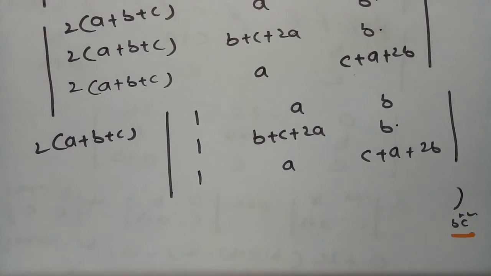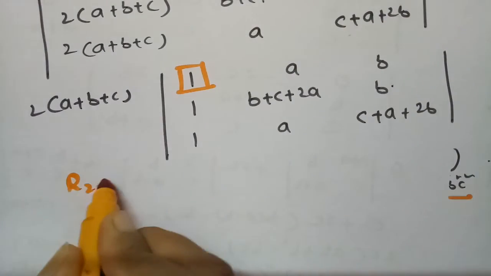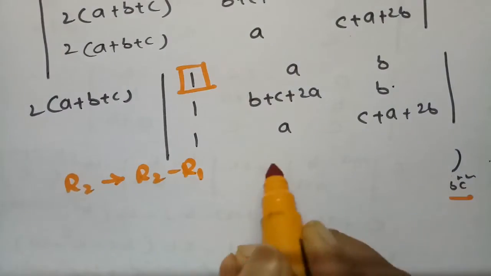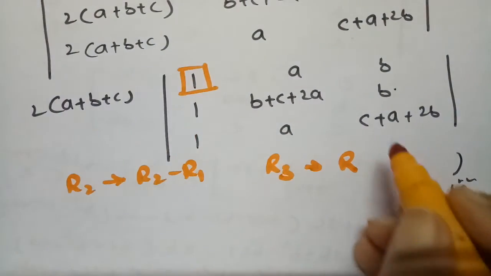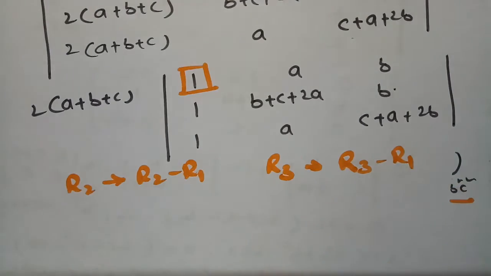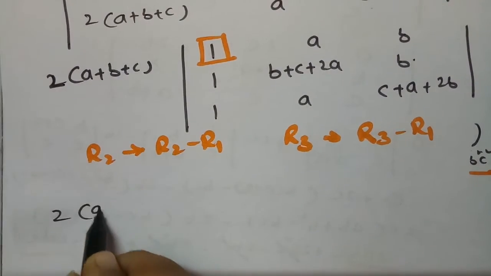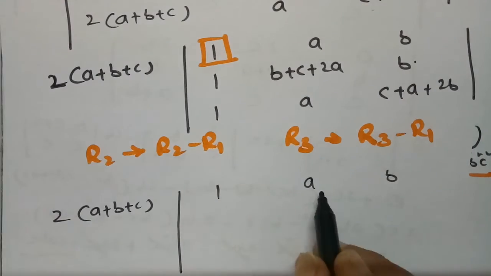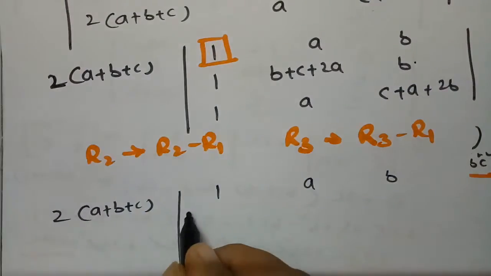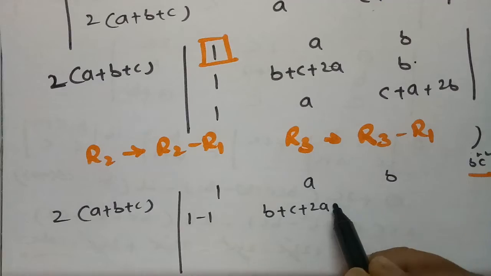Now see, we have to use this first element from row 1 and we have to again subtract. So here it is a simple operation, row 2 affected as row 2 minus row 1 and row 3 affected as row 3 minus row 1. So we have to keep it as it is and we have to subtract so that it will become 0. So this is 2 times of A plus B plus C. Row 1 will be as it is, this is A, 1, A, B, and if I subtract, this is 1 minus 1. So this is B plus C plus 2A and this is minus A.